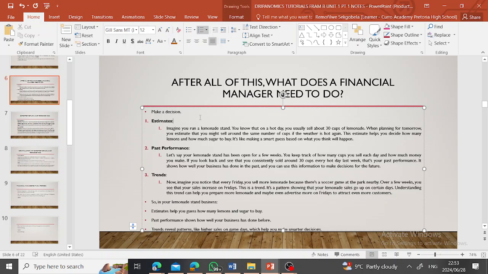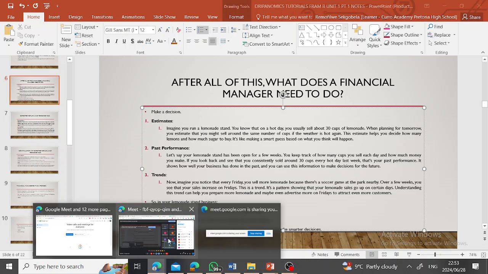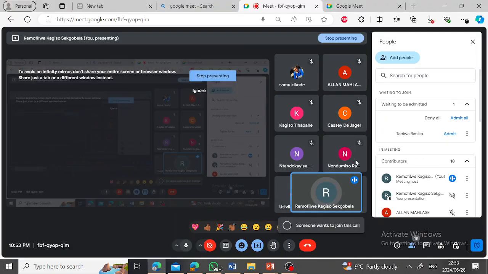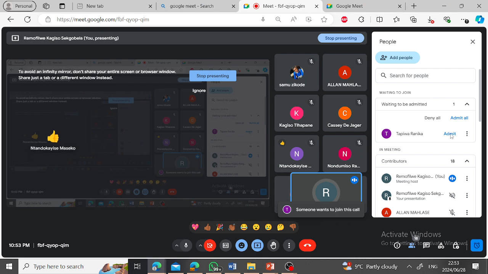So this estimate helps you decide how many lemons, right, and how much sugar you need to buy. It's like making a smart guess based on what you think will happen. So that is an estimate, right, guys? Is everyone okay with an estimate? Did that example help you? Or does someone need a better explanation than that? Is everyone fine with an estimate? So this is what you're estimated to get, right?